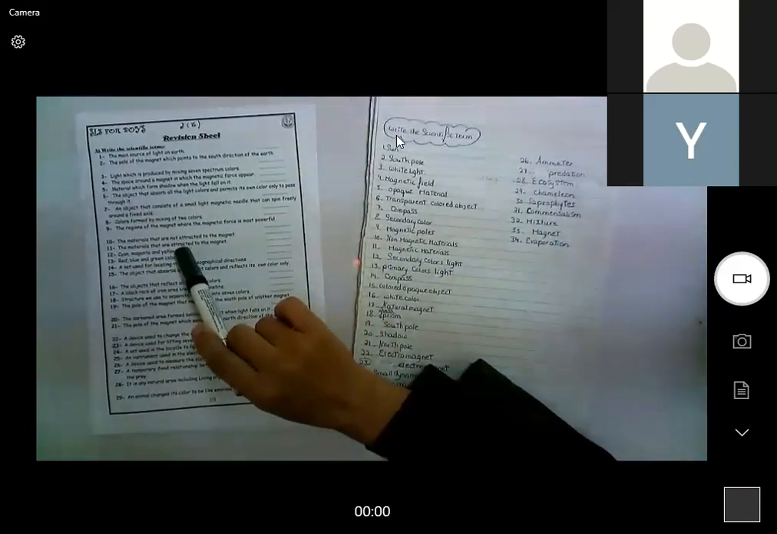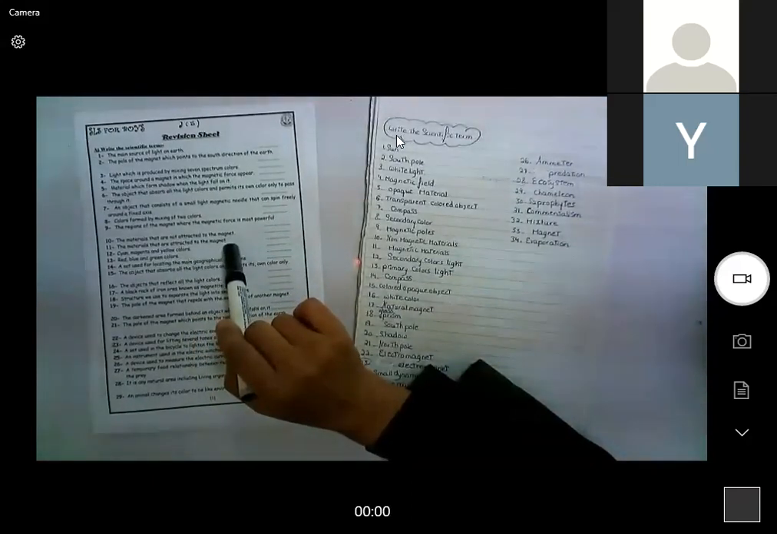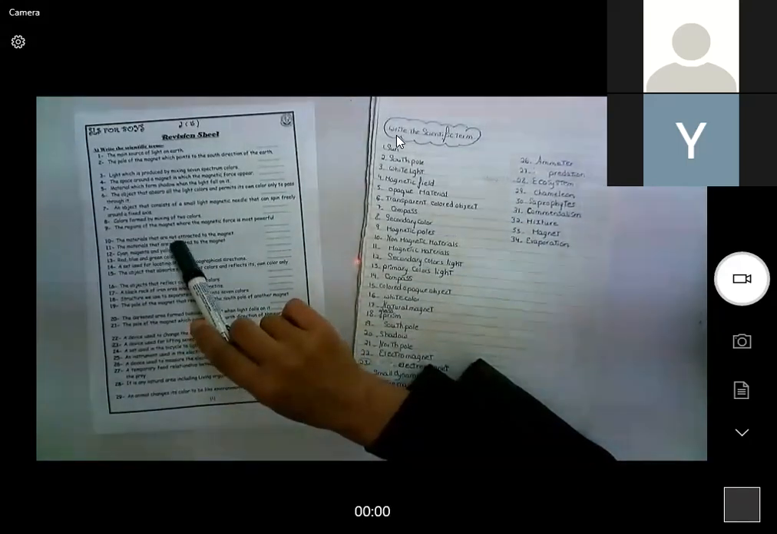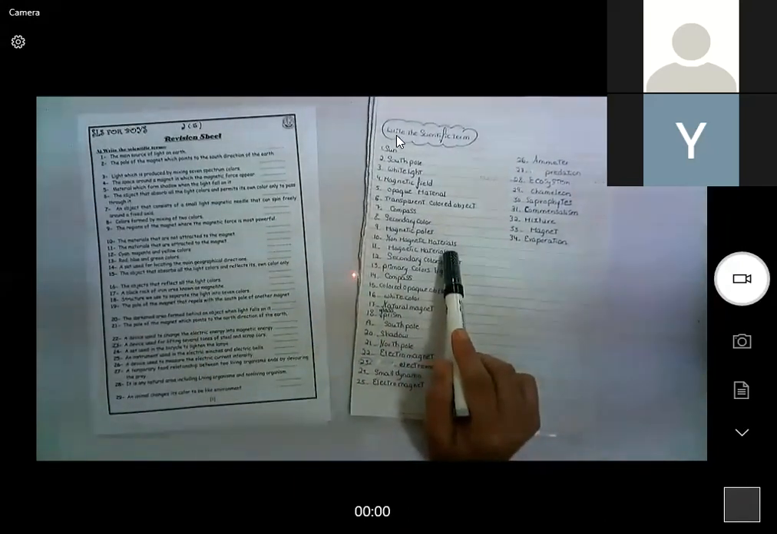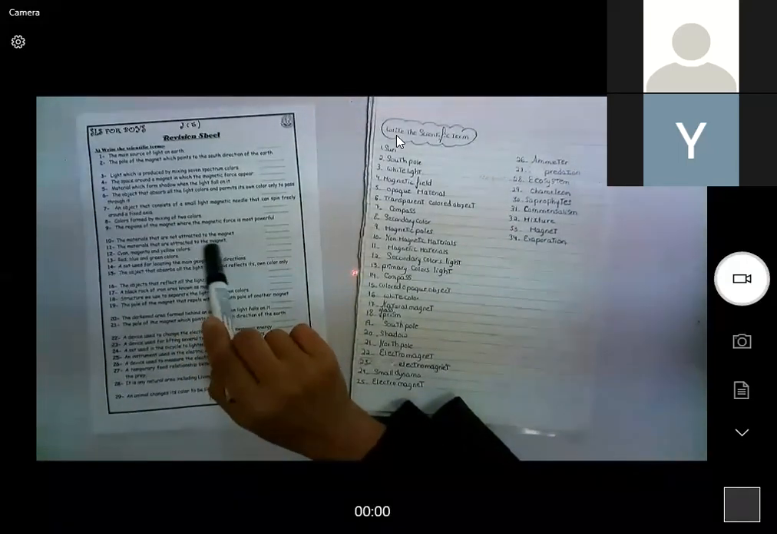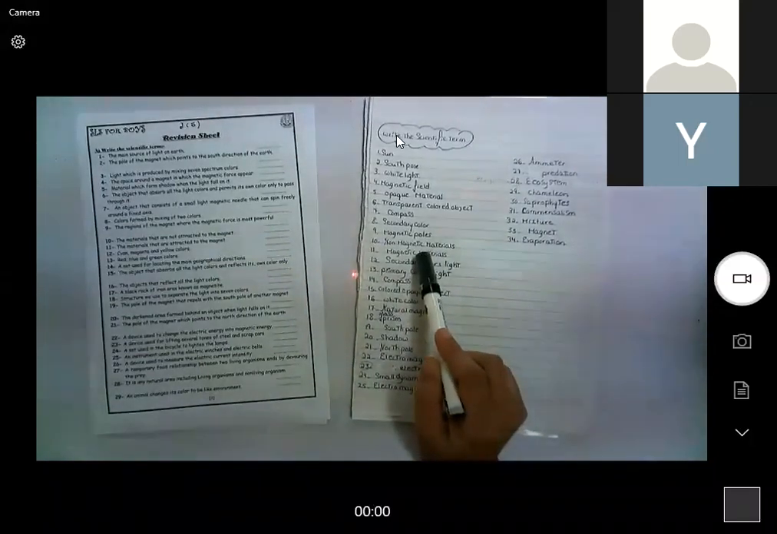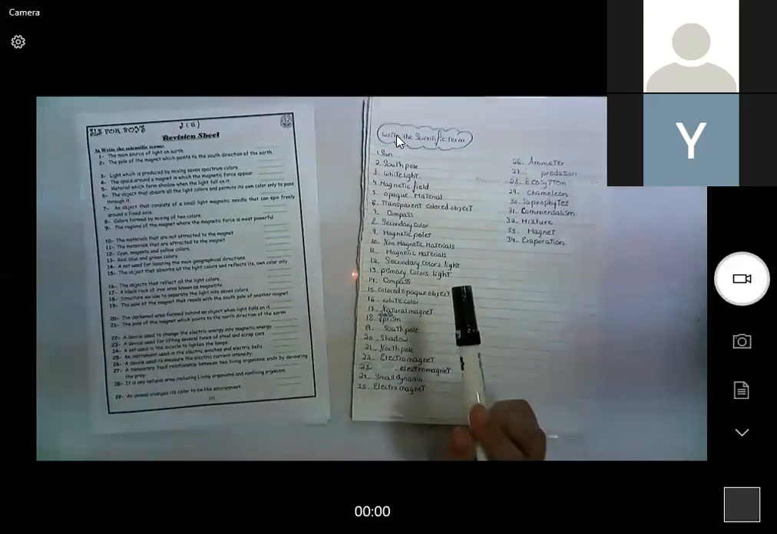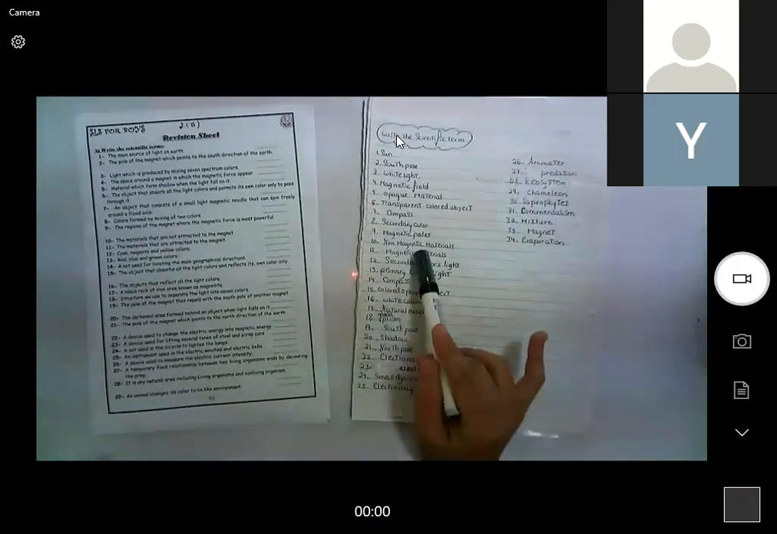Number 10, the materials that are not attracted to the magnet. We have two types of material, magnetic material and non-magnetic material. When I tell you not attracted, you're going to write non-magnetic material. And if I ask you attracted to the magnet, you're going to write magnetic material. So not attract, non-magnetic. Attract, magnetic. Don't be confused.